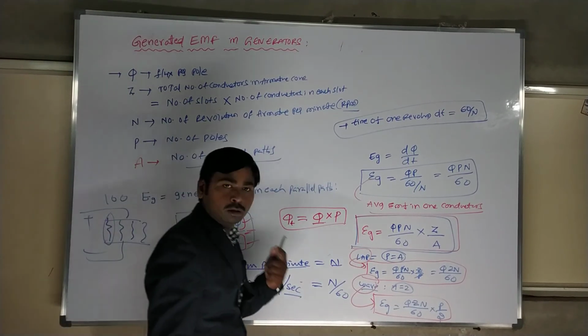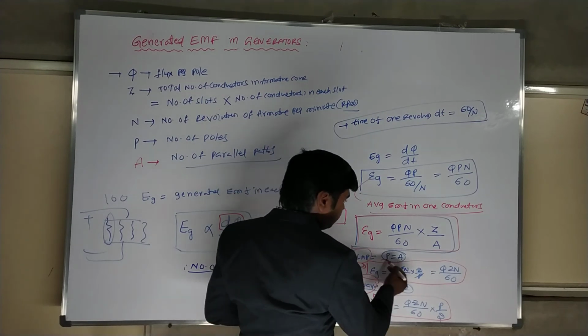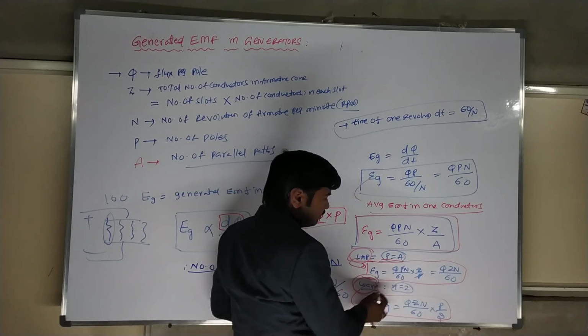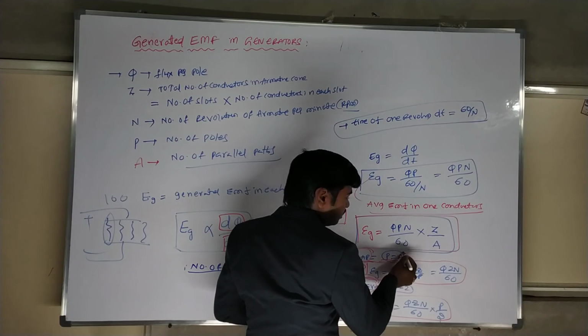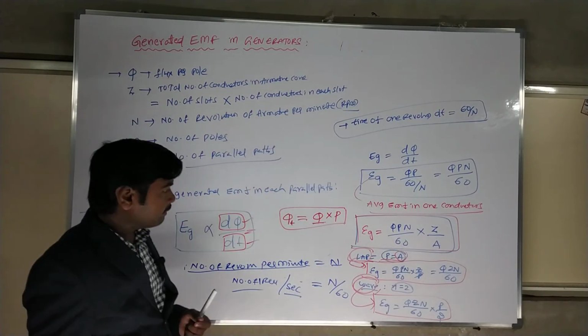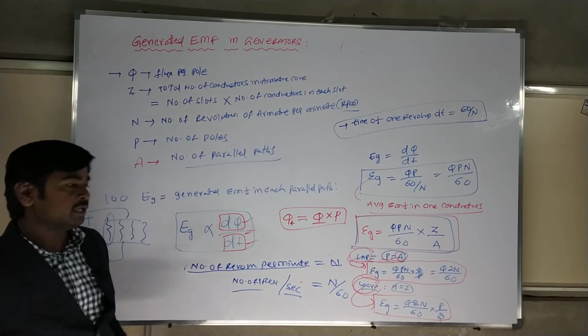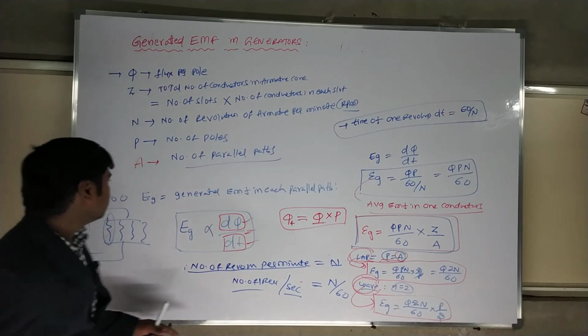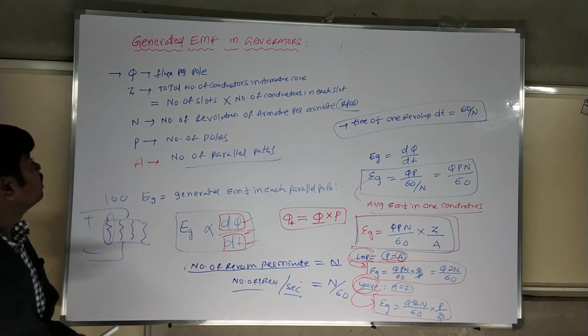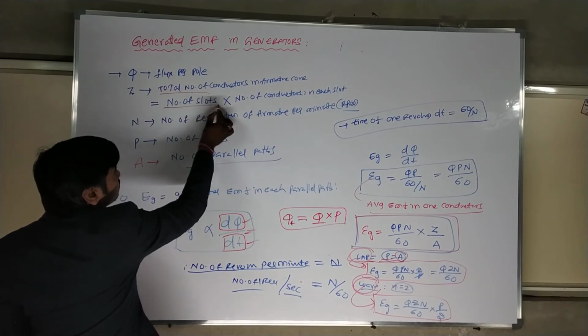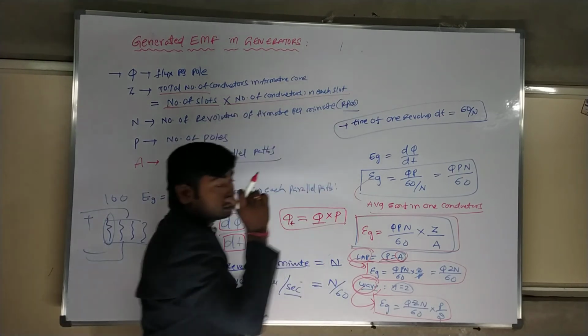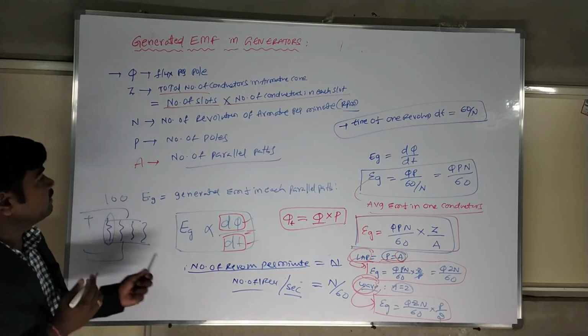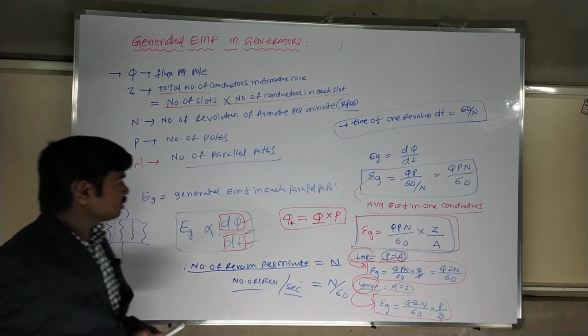When you are doing questions, be very clear whether it is a lap winding machine or a wave winding machine, and fix the A value accordingly. Lap winding, A is equal to P. Wave winding, A should be 2. Then the total number of conductors may be given as number of slots times number of conductors in each slot. These are different ways the questions will come, so be ready to crack them.